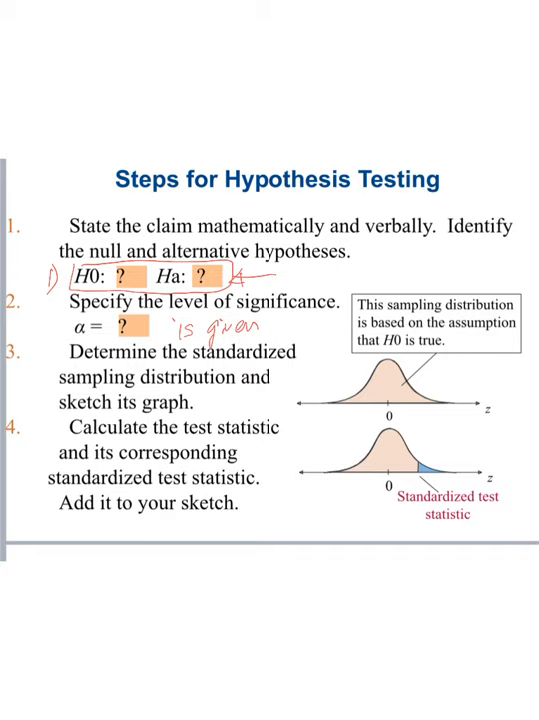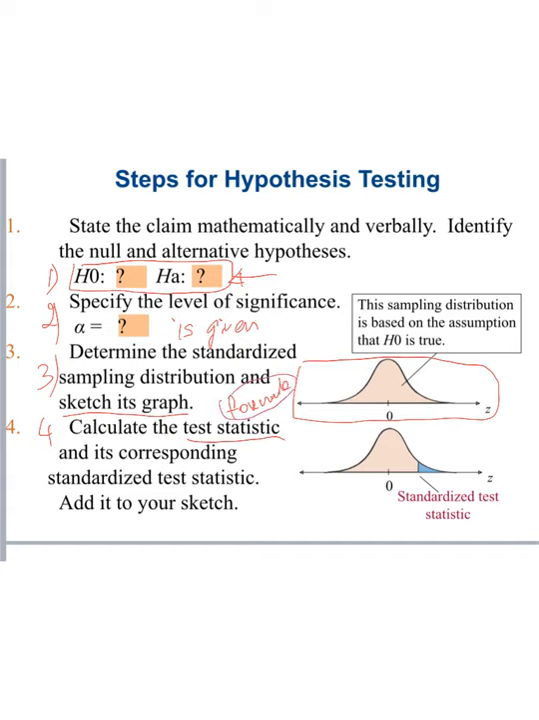Then determine the standardized sampling distribution and sketch the graph. I do want to point out that sketching is very, very important. It's helpful. I don't even know how to emphasize that. It makes a difference in whether you get the problem right or not. It is super important to sketch it. So this was to determine the type of distribution, sketch is step 3. Then calculate the test statistic, that's your step 4, and you would use the formula here.